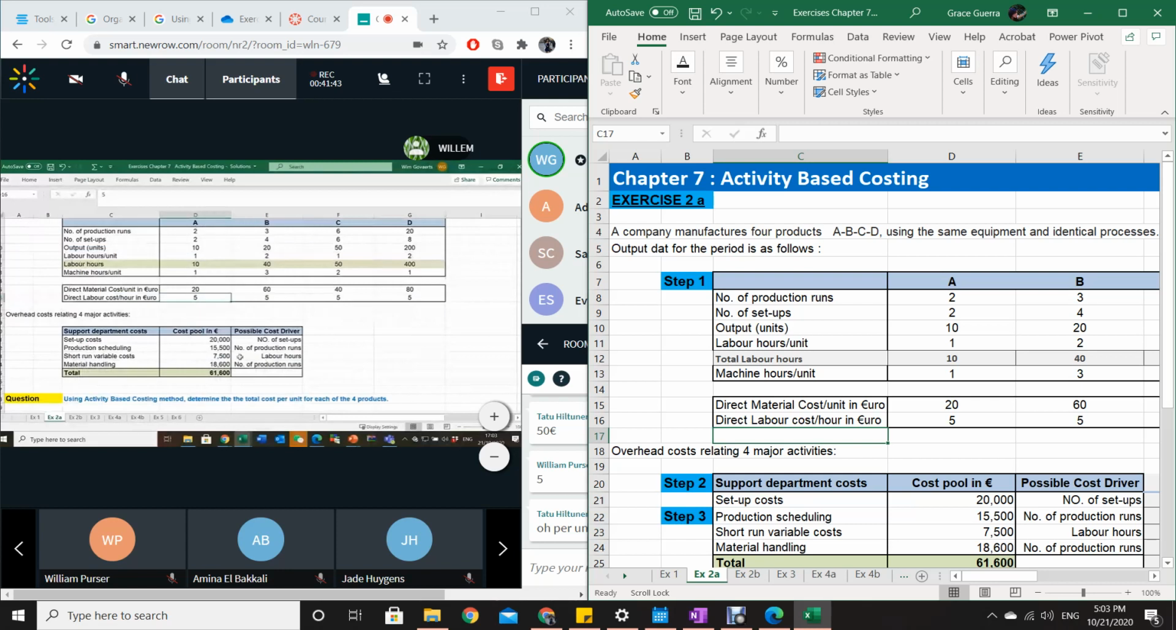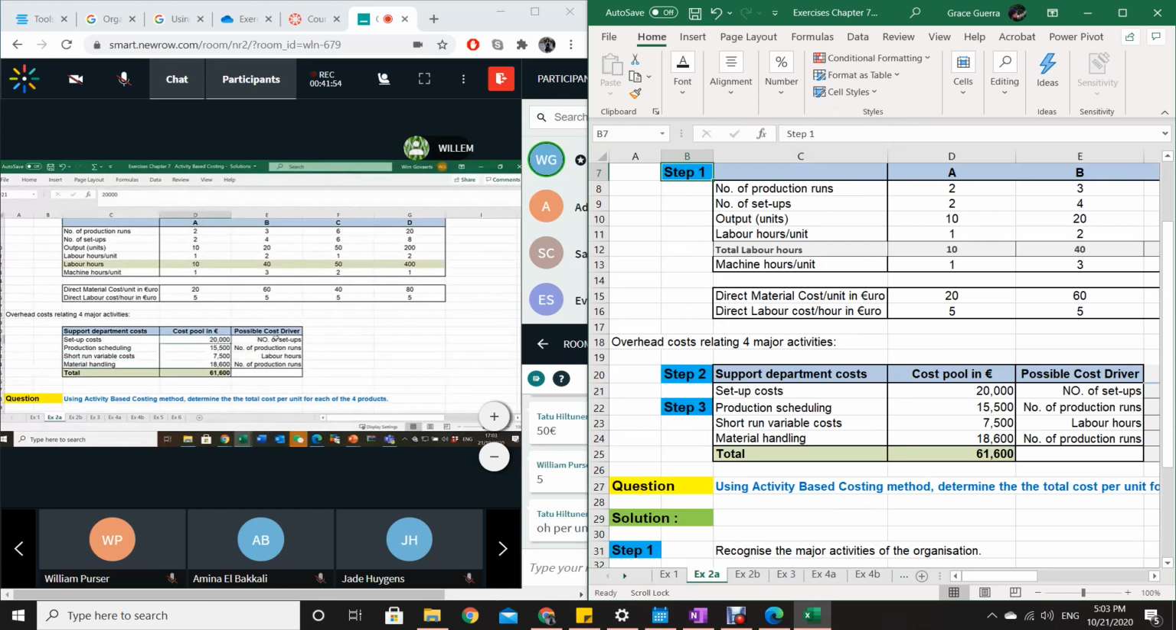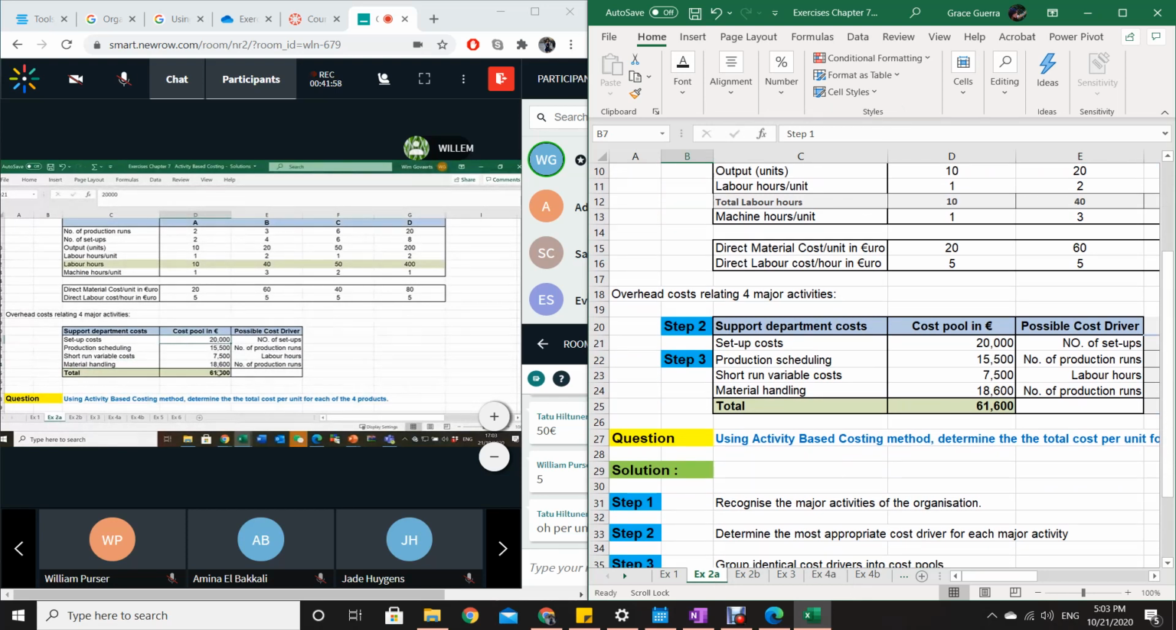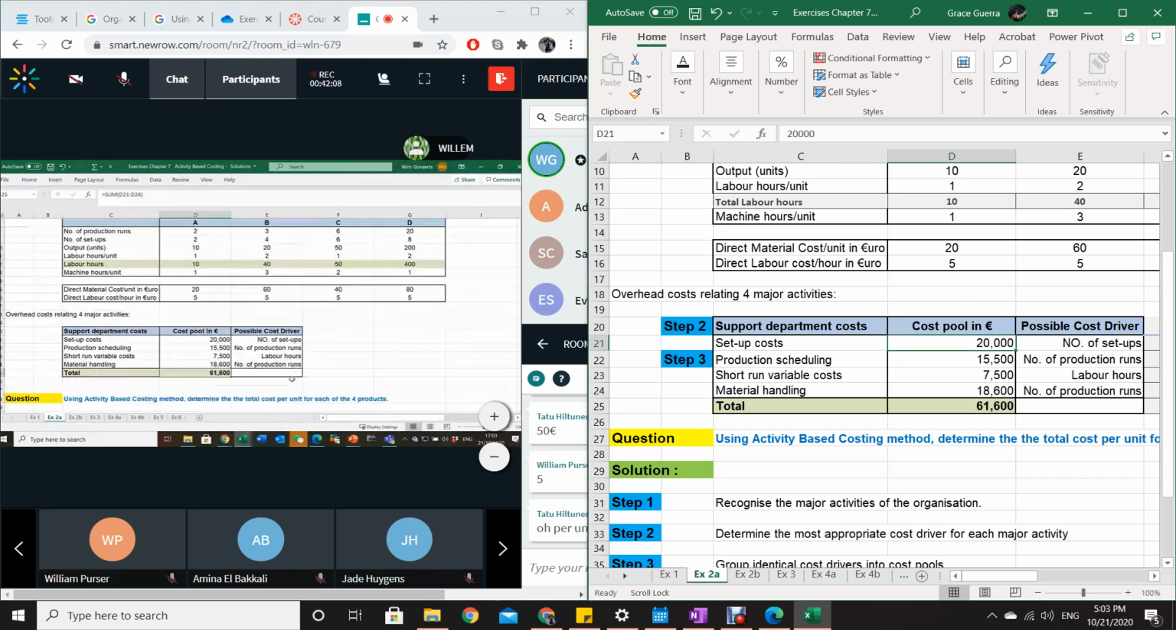Okay, here you have the different activities. We have 4 different activities. And we have the cost pools with the cost drivers identified, like here. Total overhead is 61,600. So we should divide this 61,600 over product A, B, C, and D. Okay, the first step.